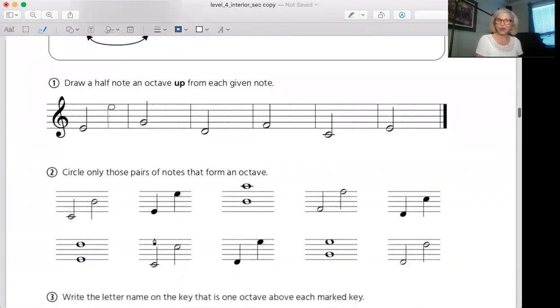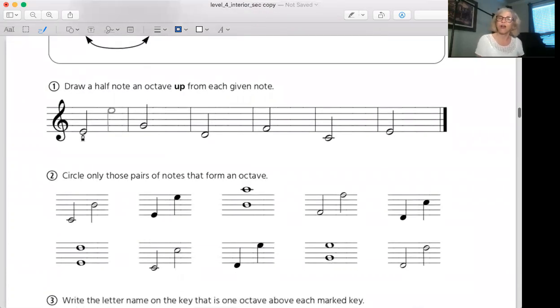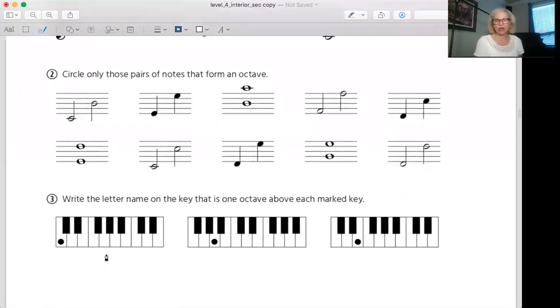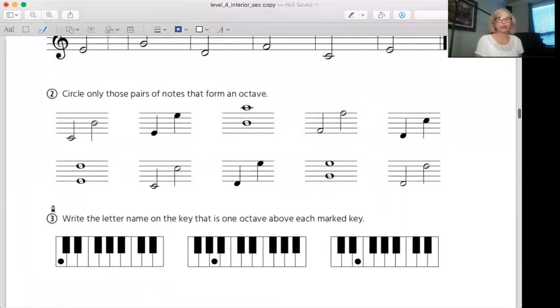Take a look at section 1. Now it's your turn to draw a half note, an octave up from each given note. Watch the stem direction and the stem length. Pause the video and complete section 1. Take a look at section 2. This is a section that's trying to trick us. Circle only those pairs of notes that form an octave. If you see notes that are not an octave, don't circle them. Pause the video and complete section 2.